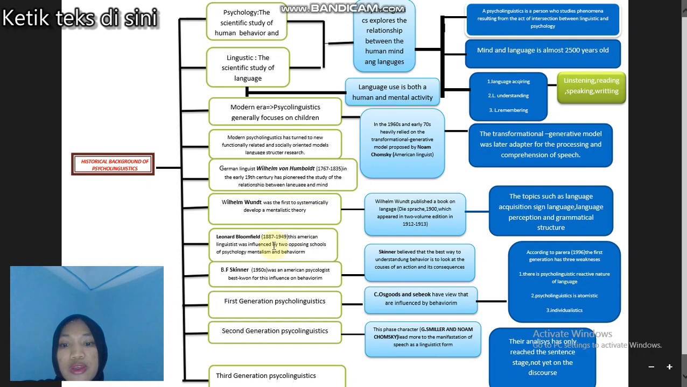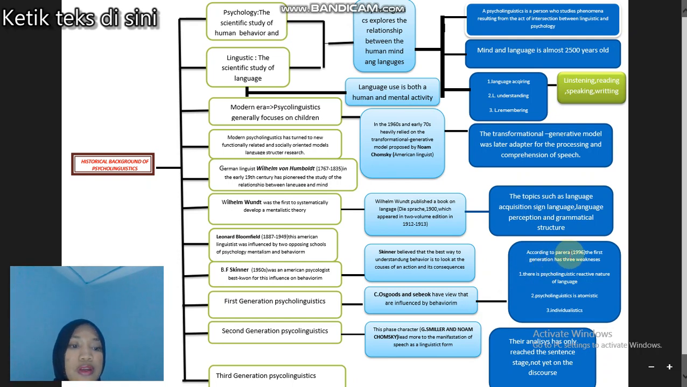The American linguist Leonard Bloomfield was influenced by two opposite schools of psychology, mentalist and behaviorist. Skinner believed that the best way to understand behavior is to look at the cause of action and its consequence. The first generation of psycholinguists, Osgood and Sebeok, were heavily influenced by behaviorism.